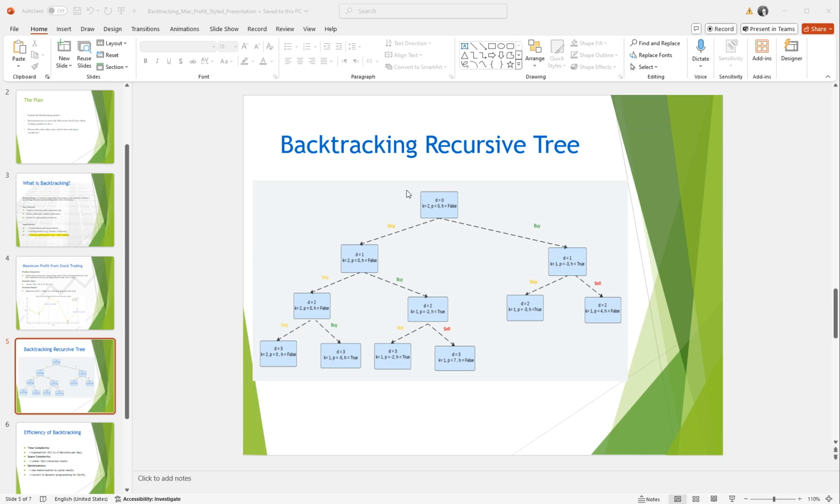So from day 0, we have only two options, either skip or buy. And if we go buy, we sell what we have or skip, okay? And at every decision, the state of the node will be updated. So that is the concept of this recursive tree.